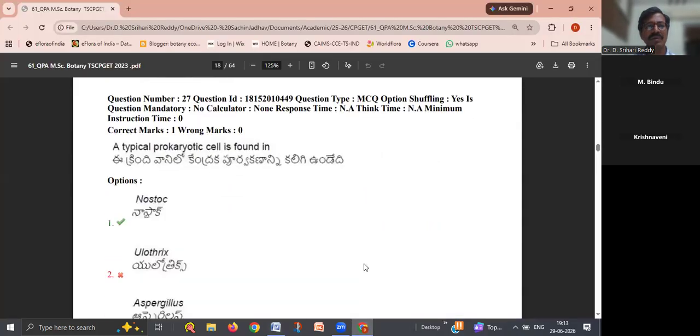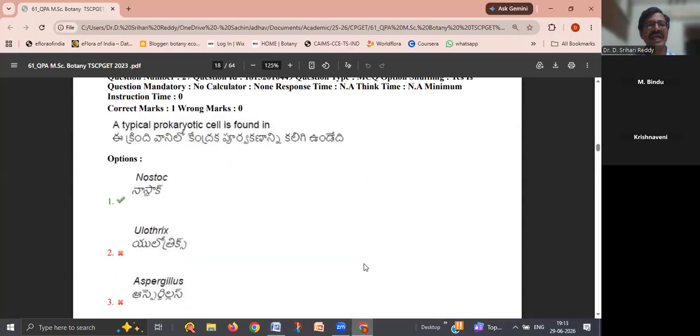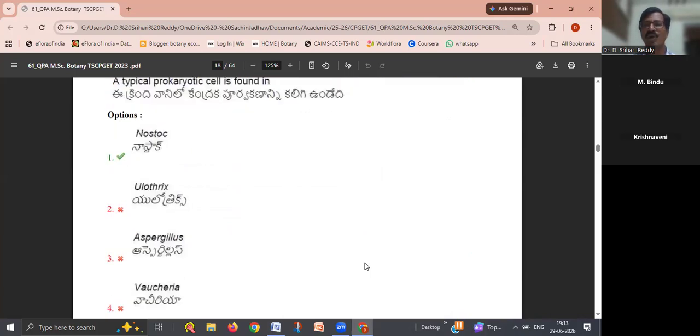And now we'll see another question. A typical prokaryotic cell is found in. So prokaryotic cell, we don't find a distinct nucleus in the prokaryotes because there is no nuclear membrane surrounding the nuclear material. Okay, so nostoc, what is that?